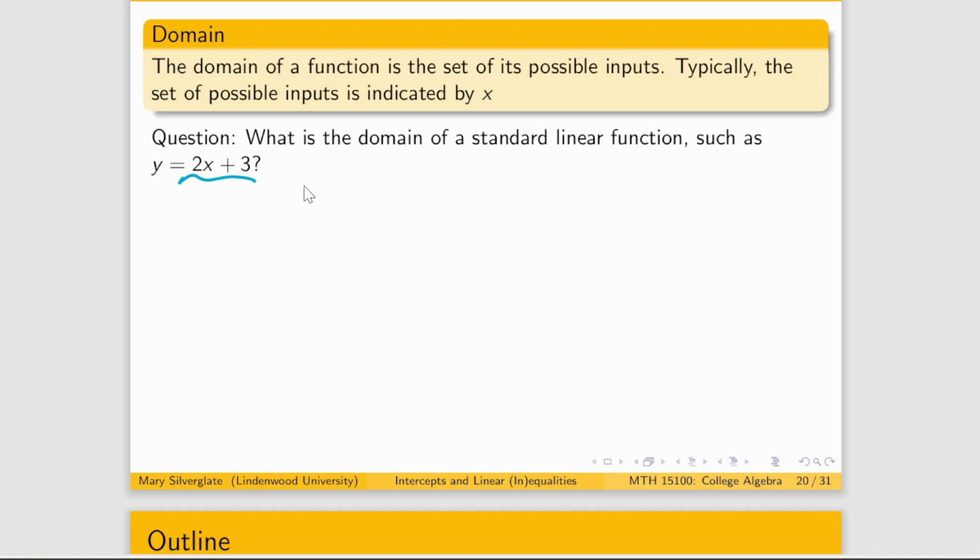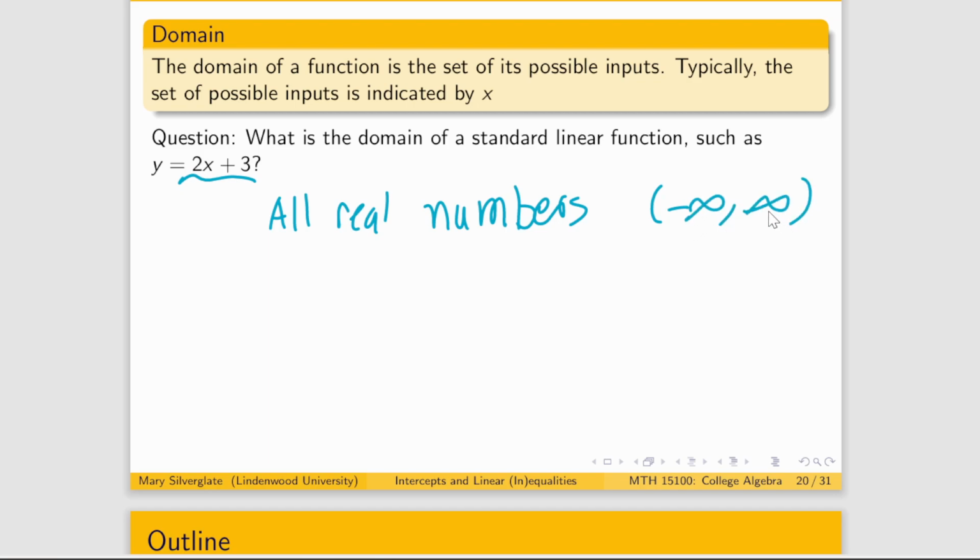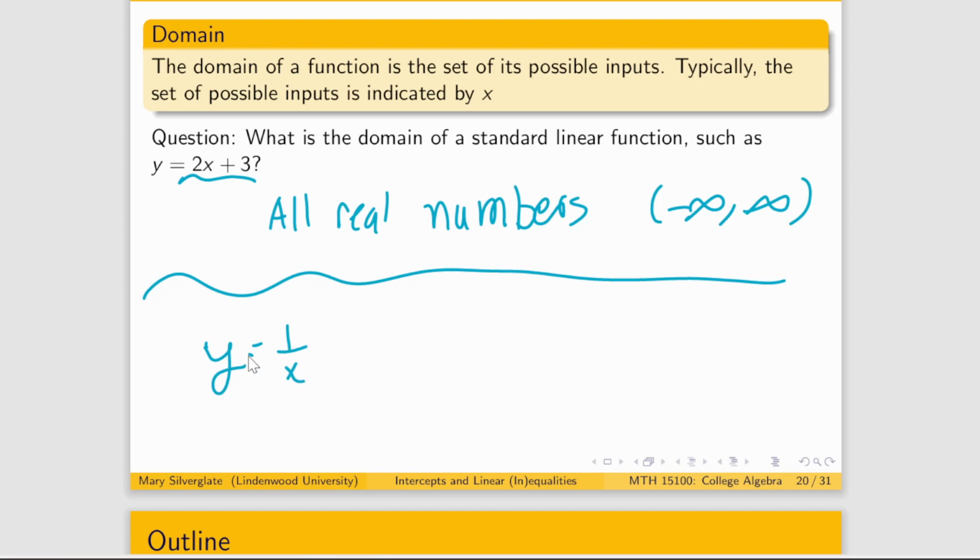We could plug in fractions, we could plug in 0, we could plug in negatives, we could plug in positives. So this is actually all real numbers, or a fancy way of saying that is negative infinity to infinity. Now you might be asking yourself, isn't that always true? Not necessarily. If I had y is equal to 1 over x, what number would I not be allowed to plug in? I would not be allowed to plug in 0 because I'm not allowed to divide by 0.